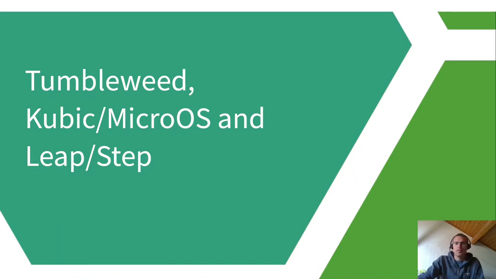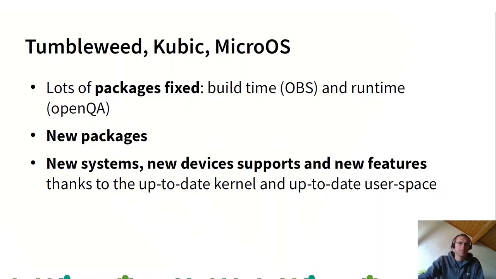Now let's have a look at the distribution side. For Tumbleweed, Cubic, and MicroOS, we fixed a lot of packages on build time, of course. I mean on the OBS side, but also on the runtime side, because openQA allows us to find some bugs. As usual, we have new packages, new system and device support, and new features.